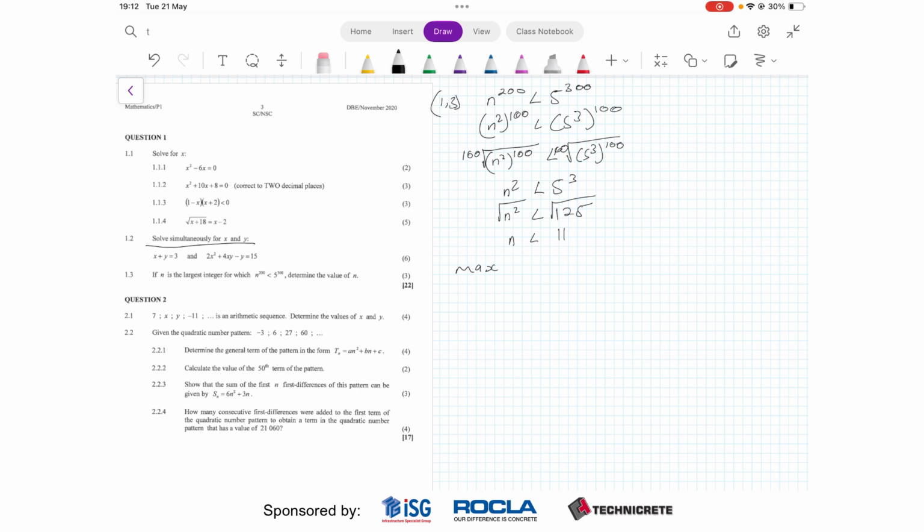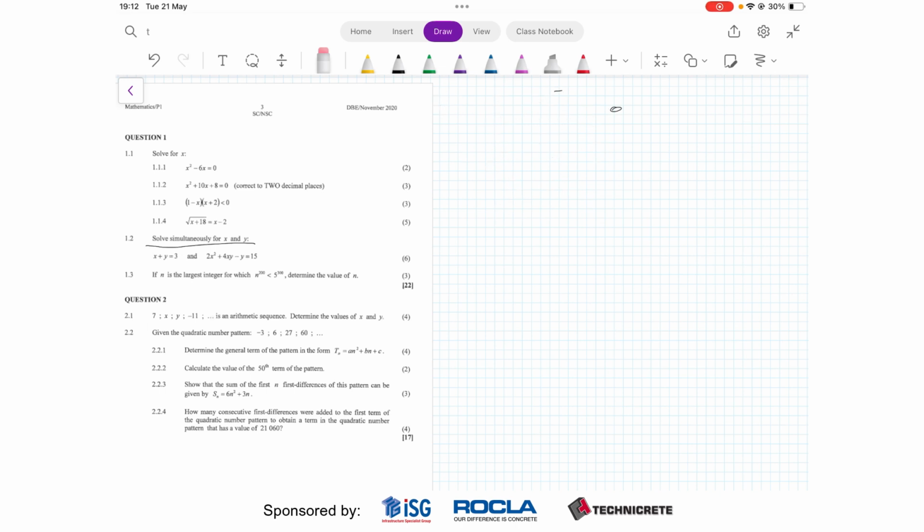Max value of n is 11. There we go. And now moving on to question 2.